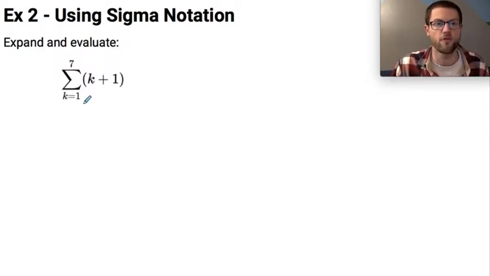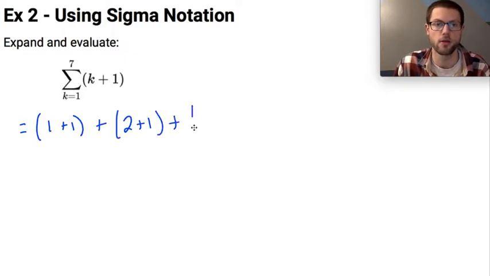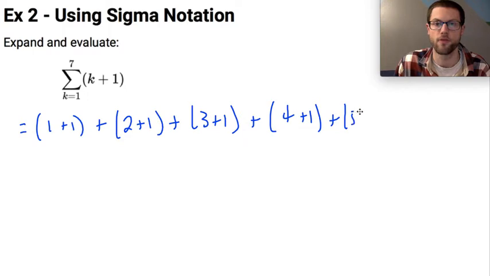So what I'll do first is substitute in these different k values. This is going to mean that I'm adding up a total of 7 different terms. So let's just start by plugging in k equals 1, and we're going to work our way up to 7. So this is going to be 1 plus 1 plus 2 plus 1 plus 3 plus 1 plus 4 plus 1 plus 5 plus 1 plus 6 plus 1 plus 7 plus 1.